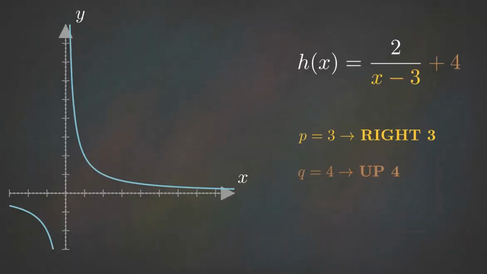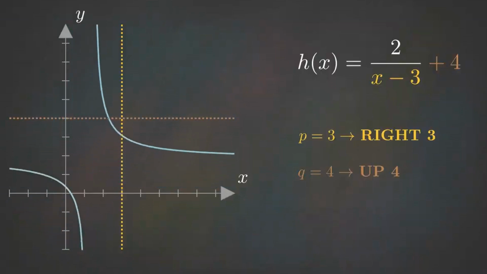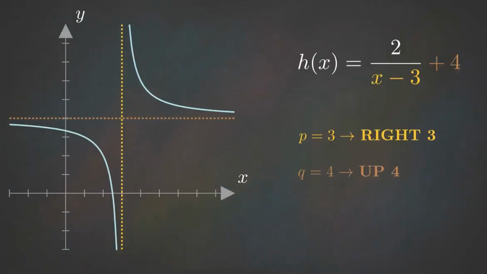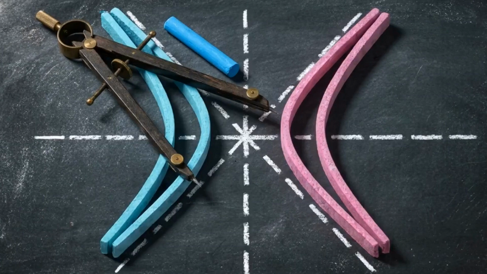We move that structural frame first. The vertical asymptote shifts right to x equals 3, and the horizontal asymptote shifts up to y equals 4. Once the frame is set, the hyperbola curves snap neatly into their new positions. Translating the asymptotes first makes plotting the actual visible function mathematically foolproof.